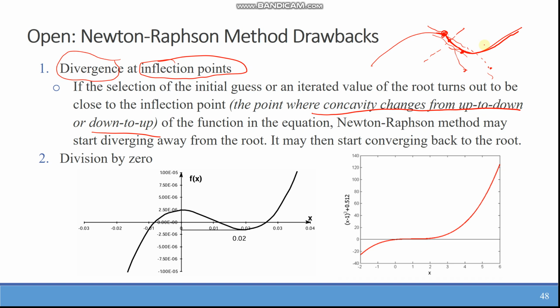Because the slope changes, and then there is division by 0. Let's say the first derivative, the slope of the tangent line, is 0. So the first derivative is 0. That is another problem with the Newton-Raphson, if we arrive at this point.